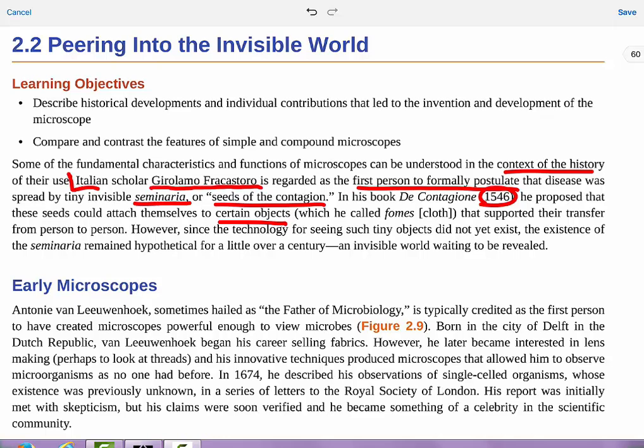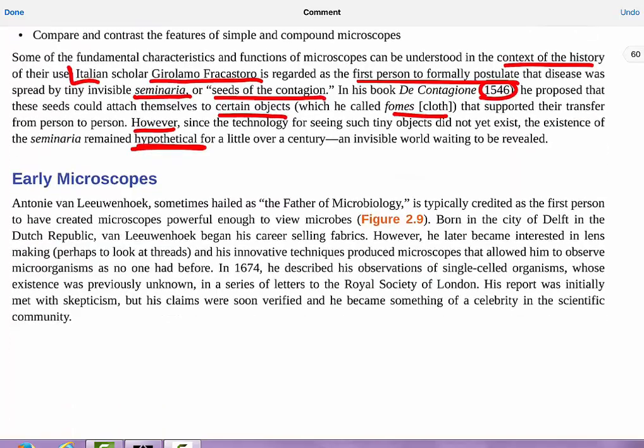So he was kind of the first person to formally say that disease is spread by things we cannot see, these little tiny things that we can't see with the eye, and that they can be on stuff, so on our hands, on clothes, cloth is what's mentioned here, and transfer from person to person. However, since there was no technology for seeing that, it was hypothetical for a little over a century, and then people started to be able to see these things.